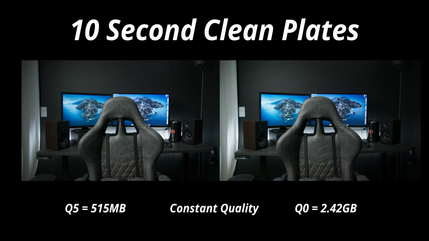And before I even do it, again, the constant quality Q5 should take up a lot less space than a constant bitrate 3:1 or 5:1. I'll be curious to see if it's on par with like the 8:1 or the 12:1 compression.